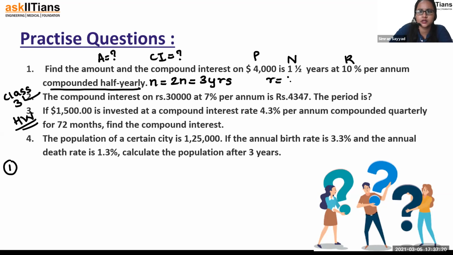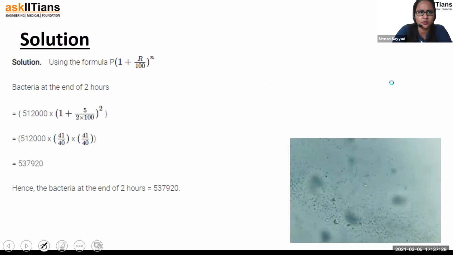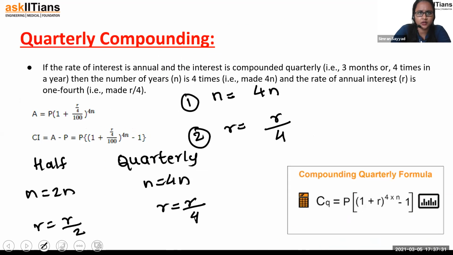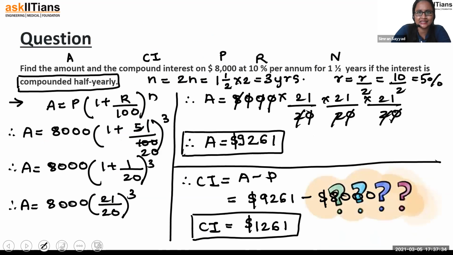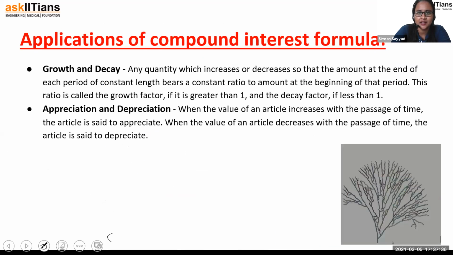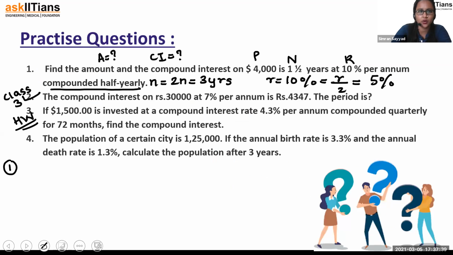And rate becomes 10%, so it becomes r by 2, which is nothing but 5%. I think we have done this problem also. It's the same one, but the principal is changed. Still, I'll solve it and give it to you, dear students. No worries. First you'll get the amount: A is equal to P into bracket 1 plus r by 2, raised to 2n, half yearly. So it is 3 P1 plus.